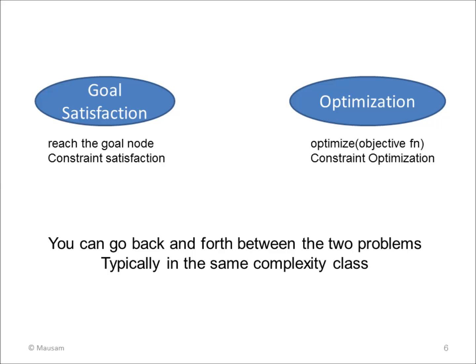So these are the 2 sides of the coin. Goal satisfaction, just reaching the goal, and optimization. Everything is a goal, I want to optimize something. In fact, you can go back and forth between the 2 if you wanted. How?